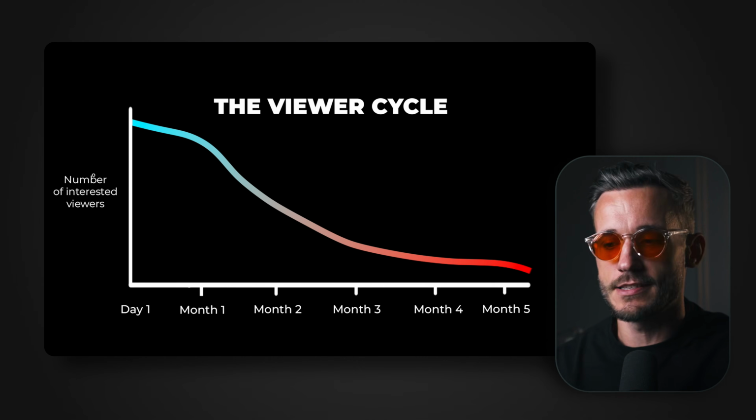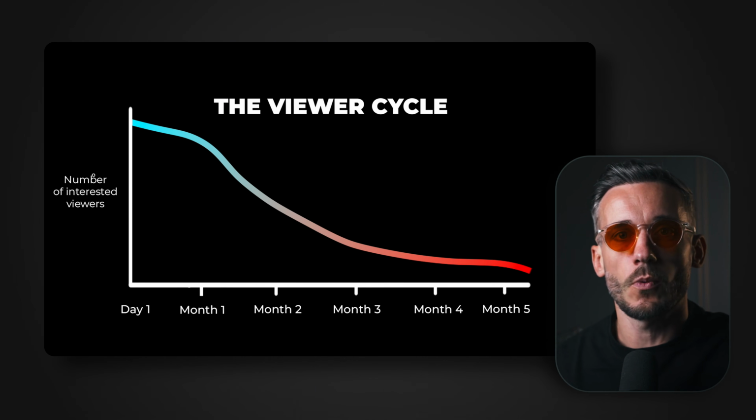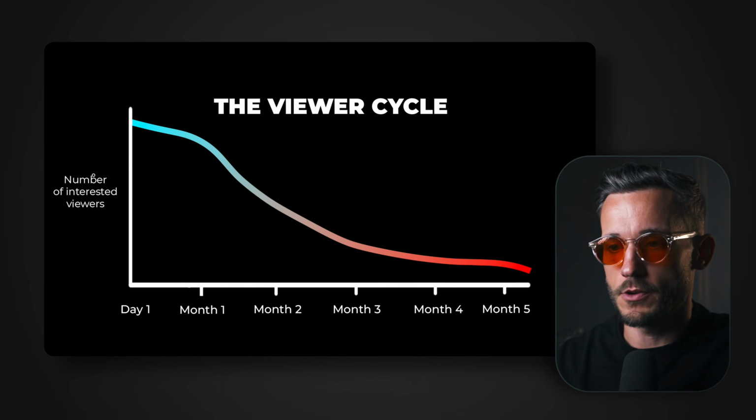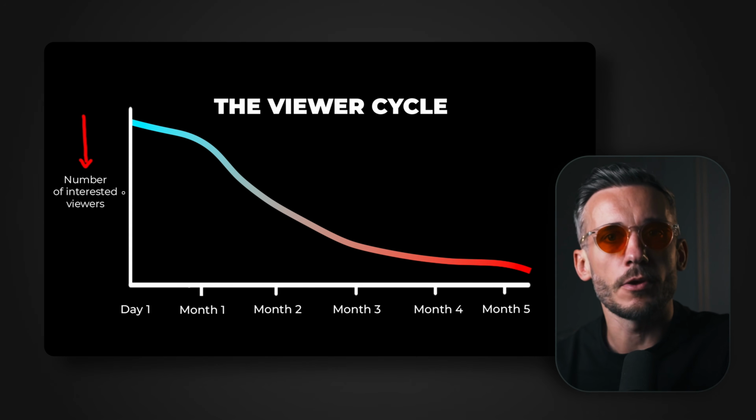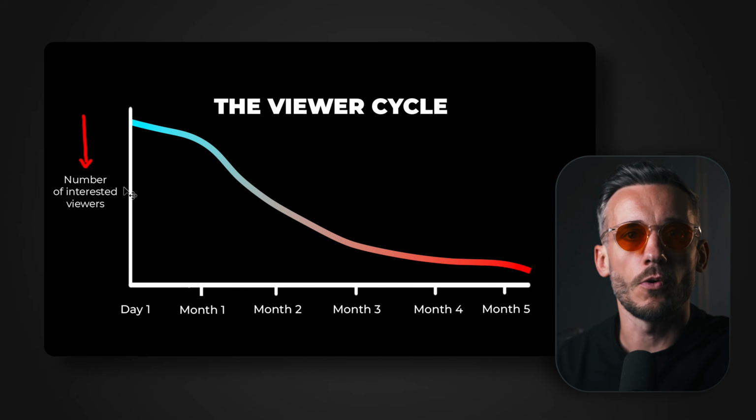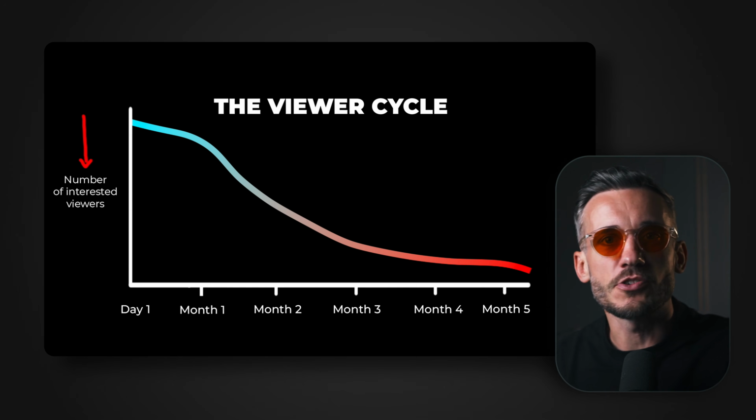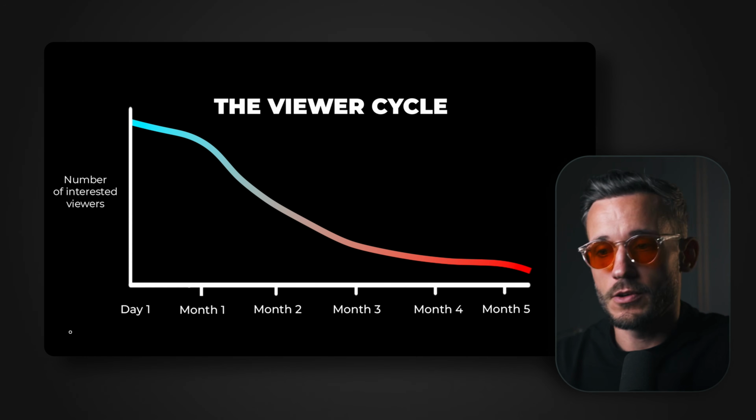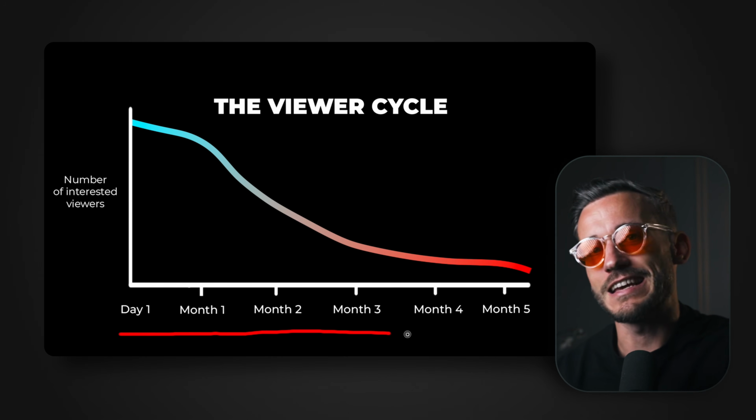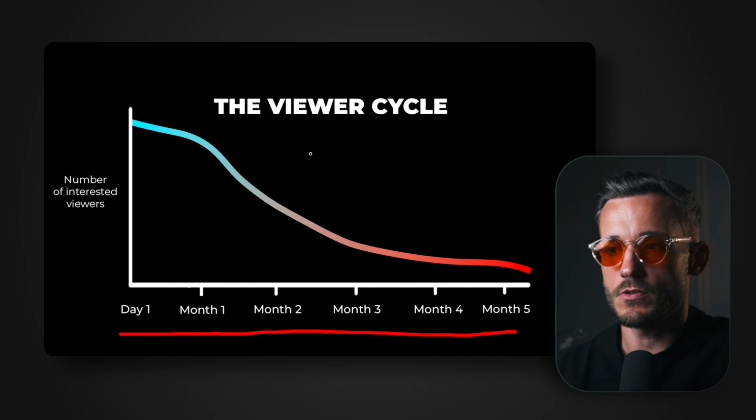Okay, so step 1, you need to understand the viewer cycle and how to use it to make your channel more profitable. And to do that, what you need to understand is this chart here, which is going to change the way you think about growing a business on YouTube. On the left here, we have the number of interested viewers going at the top. This is like the number of people who are actively trying to solve a problem or get a result, whether it is learning a language or mastering a guitar or growing a YouTube channel. On the bottom here, we've got the time after they discovered you. So months 1, 2, and 3.